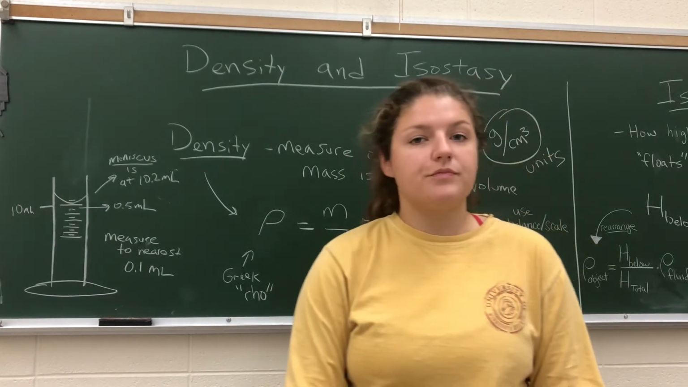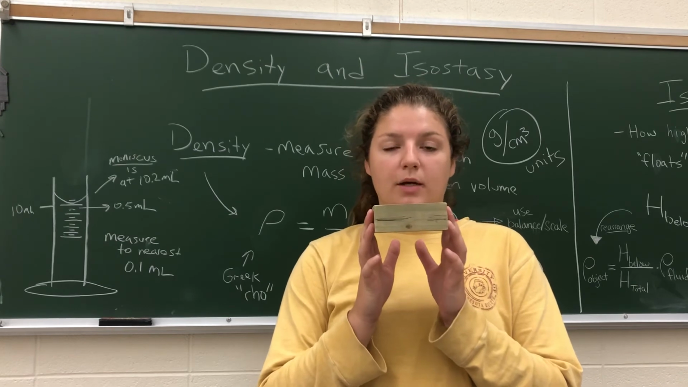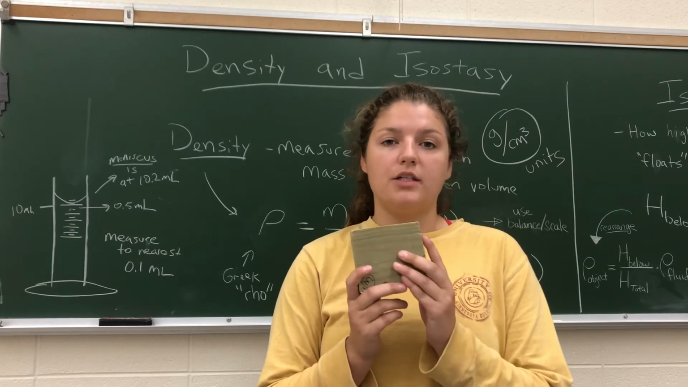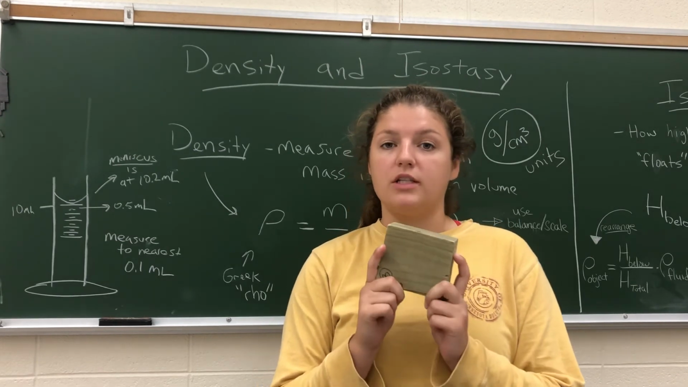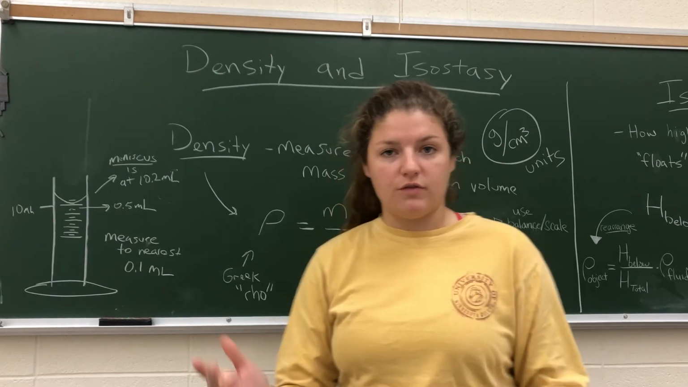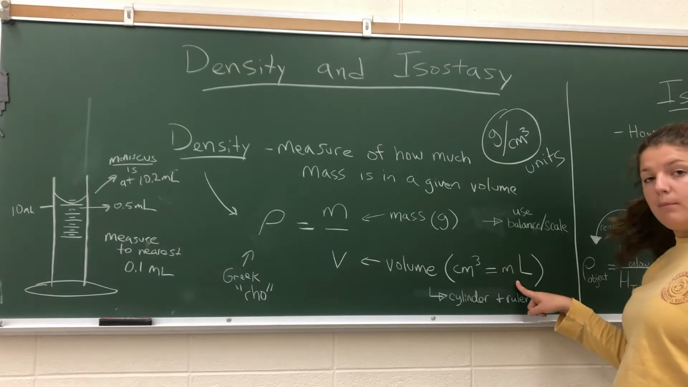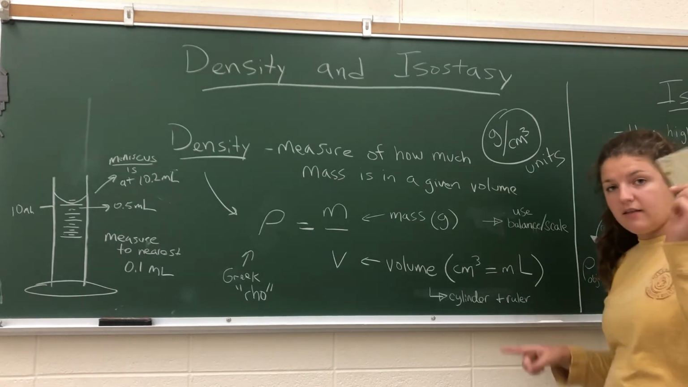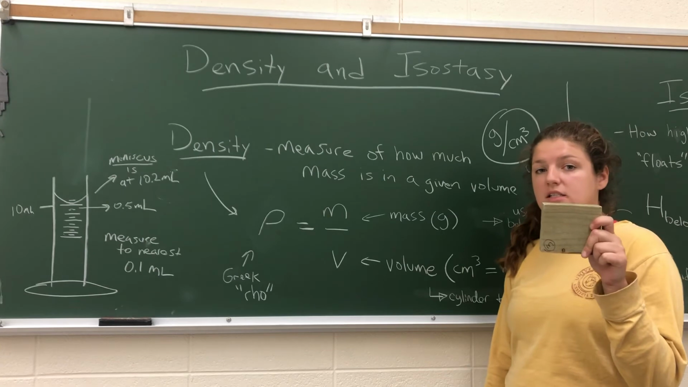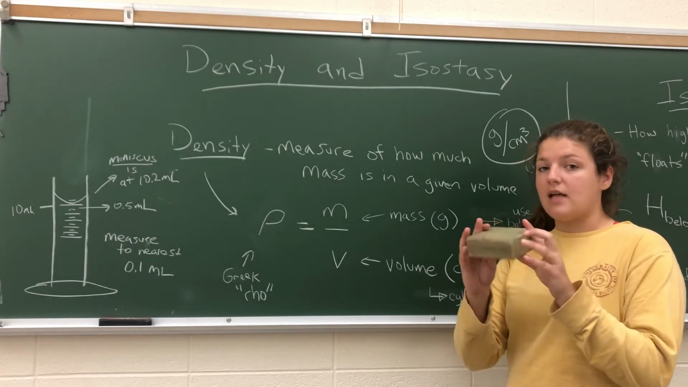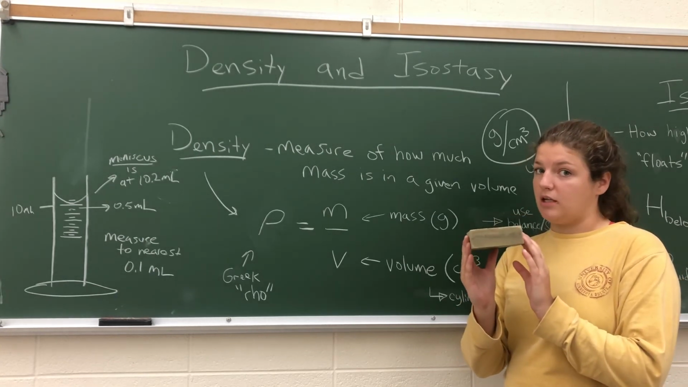So again, this is cubic centimeters, but say I wanted to express that volume in units of milliliters. The conversion is very simple. 1 centimeter cubed equals 1 milliliter. So say this block is 15 centimeters cubed. That means that block is also 15 milliliters.